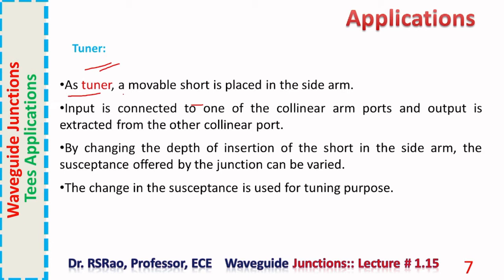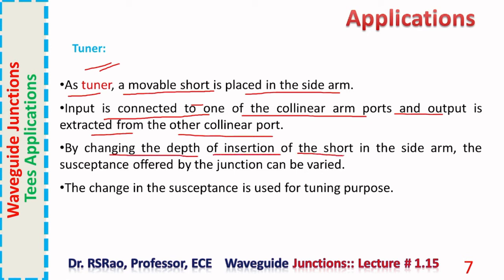As a tuner, a movable shaft is placed in the side arm. Side arm means E arm in E plane T, H arm in H plane T. So a shaft is placed in the side arm. Input is connected to one of the collinear arm ports and output is extracted from the other collinear port. By changing the depth of insertion of the shaft into the side arm, the susceptance offered by the junction can be varied. The change in the susceptance is used for tuning purpose.